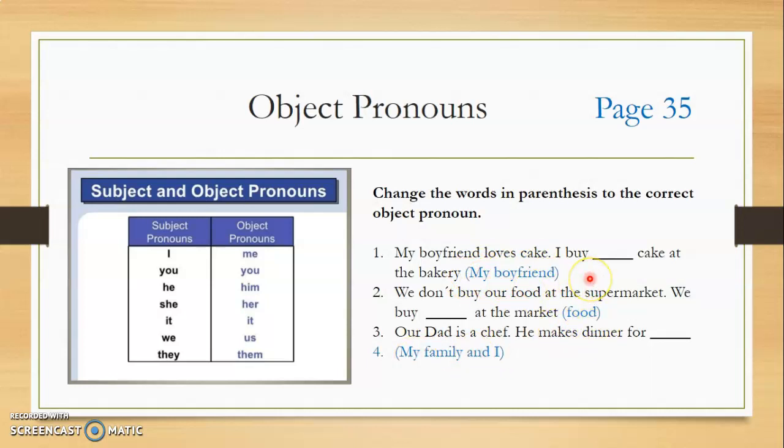Very good. Number 1, my boyfriend loves cake. Number one, my boyfriend loves cake. I buy cake at the bakery. I buy cake at the bakery.